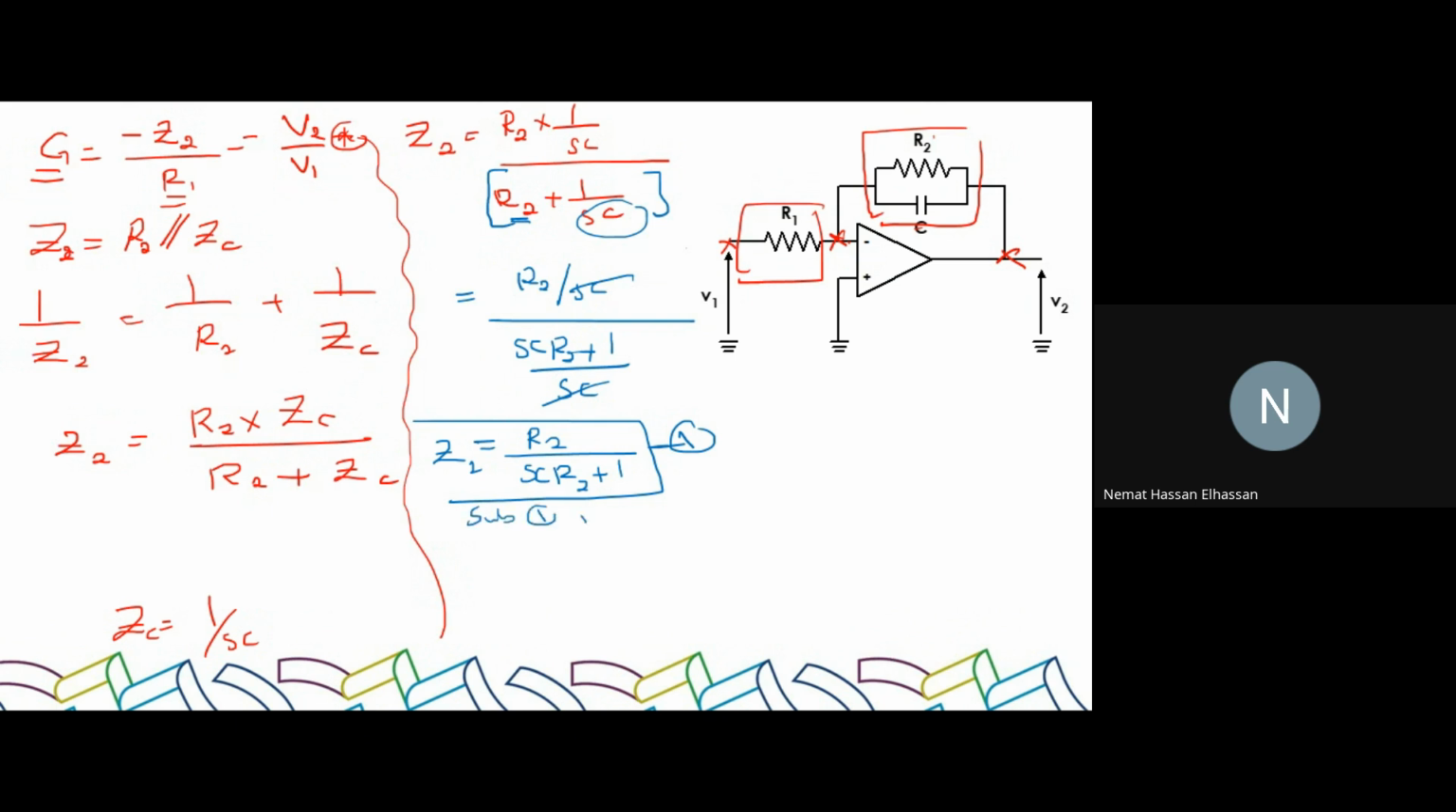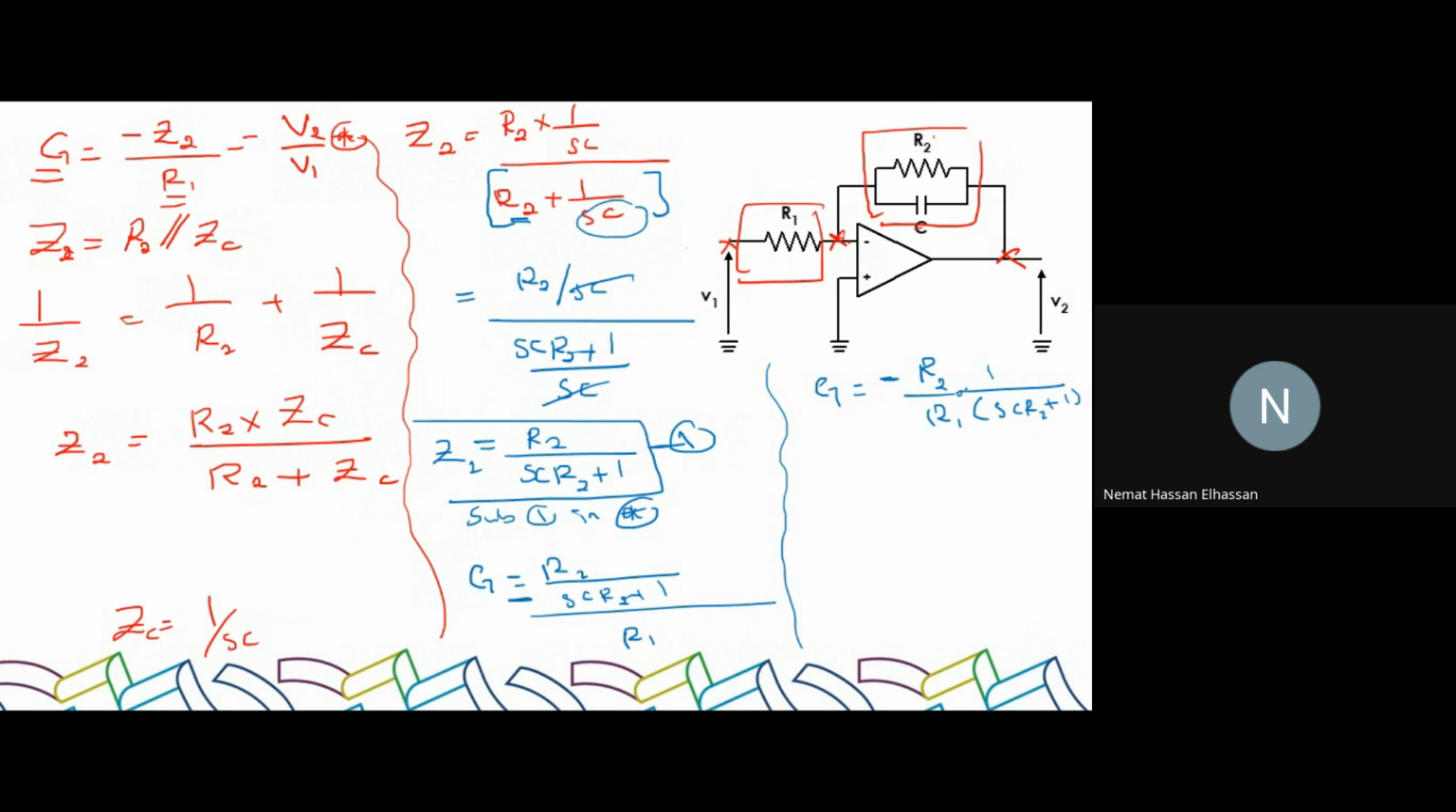Substitute 1 in star. What do we end up with? Gain is equal to Z2, which is R2 over SC R2 plus 1, all divided by R1 with a negative sign, right? Which means that the gain is equal to negative R2 over R1, all divided by SC R2 plus 1.